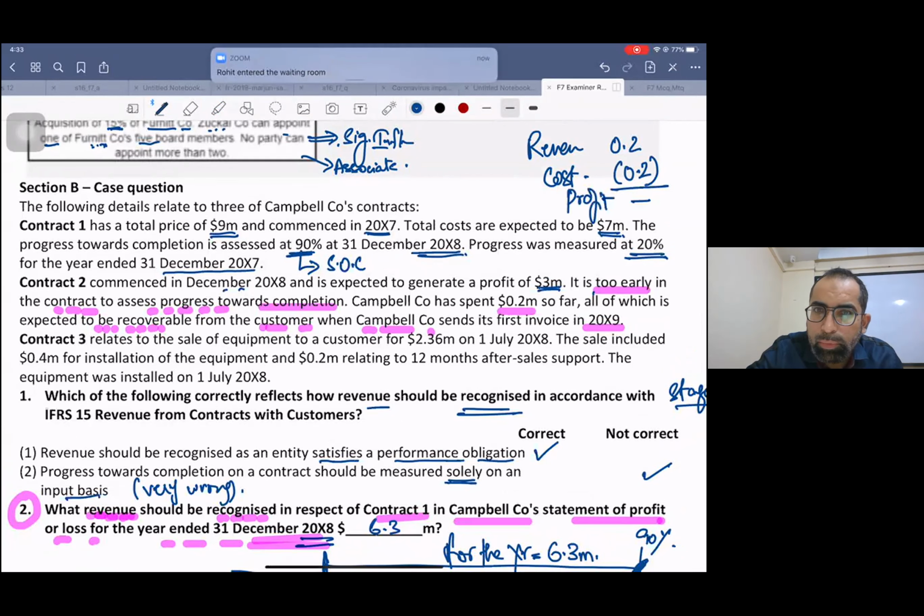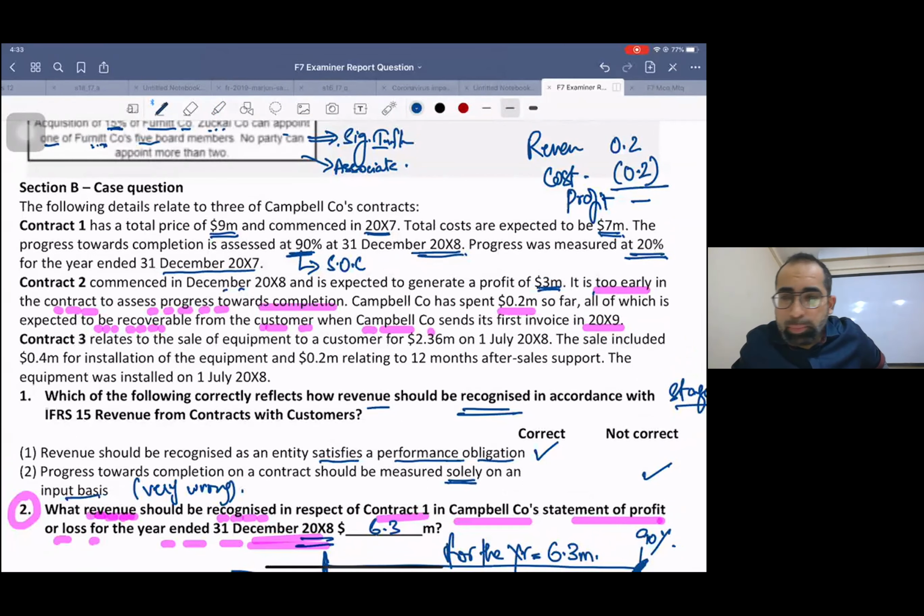You will be booking revenue of 0.2 and cost of 0.2, and definitely profit is zero. These two things you have to book. And this 0.2 million you will receive from the customer, not yet received. So it is something like your receivable, so it's a current asset. In short, three things you will be booking: revenue of 0.2 million, cost of 0.2 million, and a contract asset, or I must say current asset, of 0.2 million.